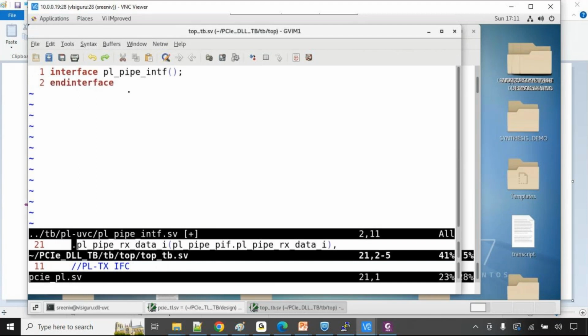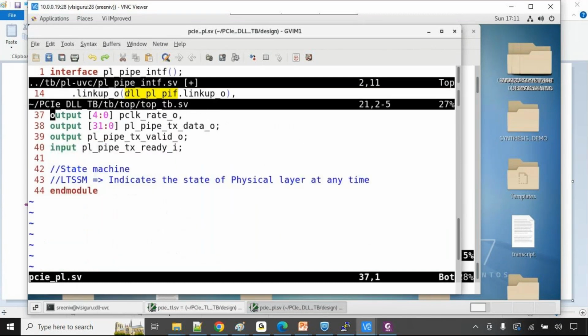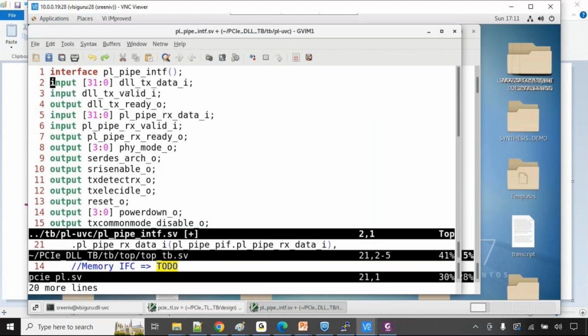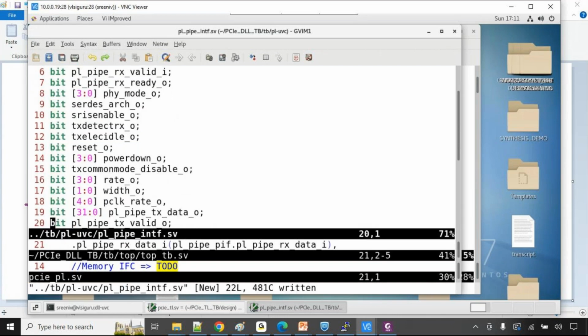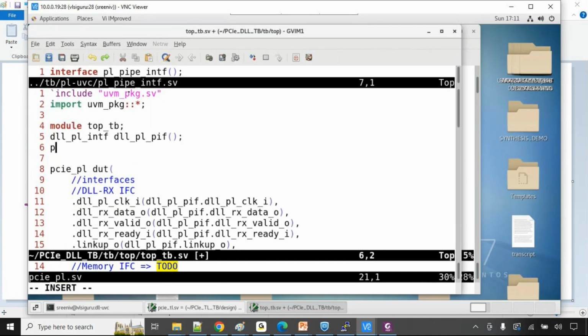So what all things need to be declared inside that? You just start from here, starting from line number 21, copy till 40. Just declare everything to bit. Just declare all outputs to bit, everything changed. Now I can even declare that PL pipe interface, declare as PL pipe physical interface.